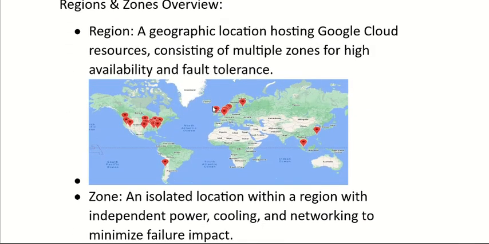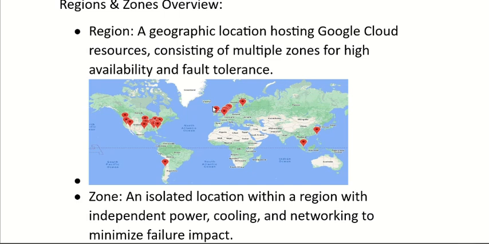So let's talk about regions and zones now. First, what's a region? A region is a large area, like a country or a part of a continent, where Google Cloud stores and processes data. Each region has multiple zones, which are separate data centers. These zones are designed with independent power, cooling, and network so that if one fails, the others keep on working.